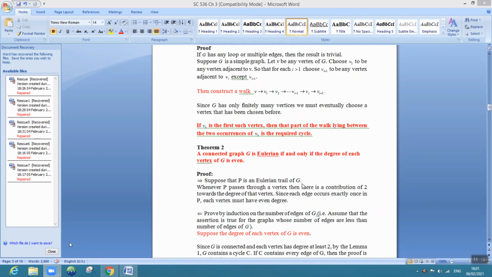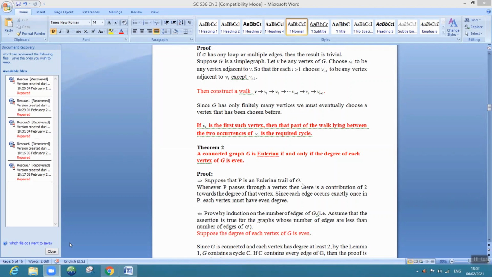Ultimately, you are getting something closed, because this is an Eulerian trail. So in this walk, when you visit vertices, come out, and return to the starting point, you have contributed a multiple of 2 to the degree of each vertex. Therefore, each vertex has even degree. So now, if the degree is even, the graph is Eulerian.